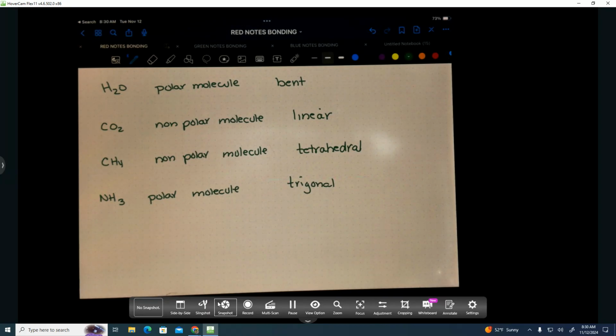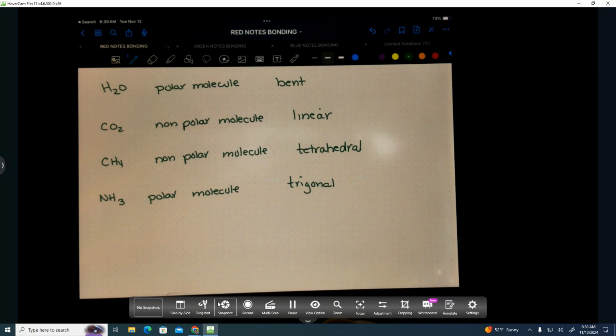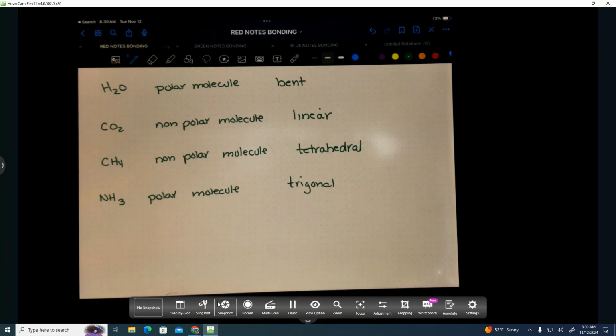Any questions on that? Polar bond, polar molecule. Most important one, water. Water is polar. Did I say water is polar? Water is polar. It has an asymmetric distribution of charge.